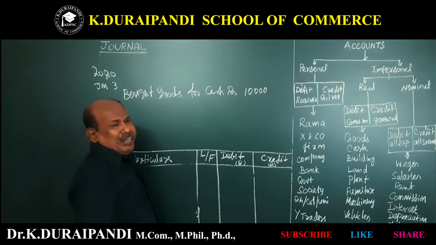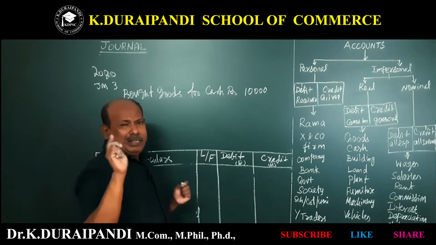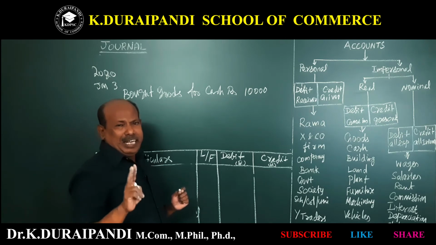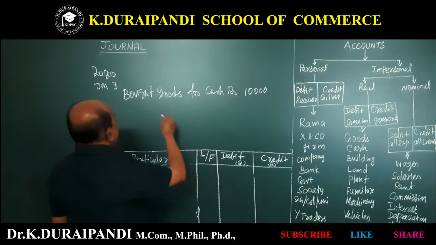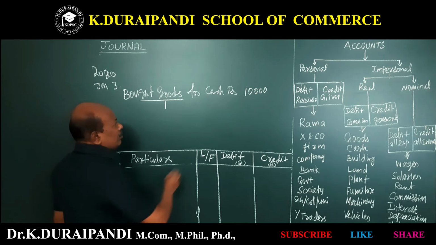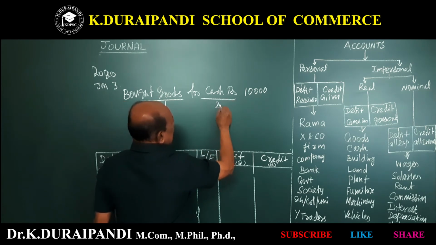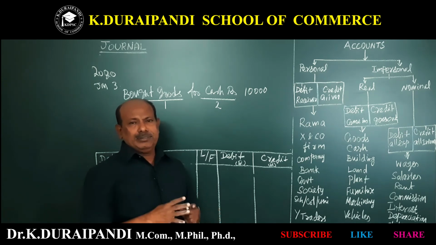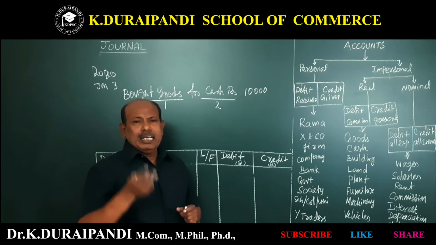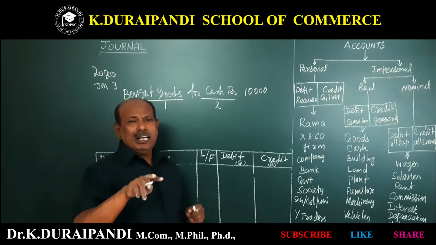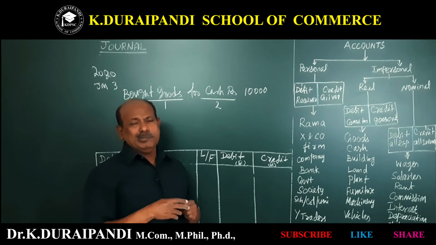Here we have to identify how many accounts are in the business transaction. We need at least 2 accounts to write a journal. Here you see goods, bought goods, that is one account, then cash, another account. Now we have 2 accounts. It is enough to make a journal. Which account is to be debited and which account is to be credited? We don't know. For that purpose, we are applying the golden rule.